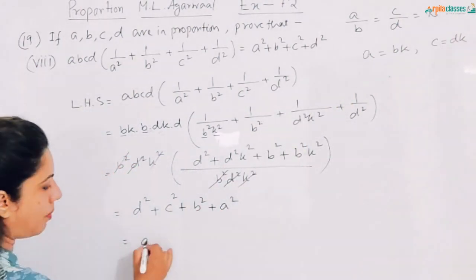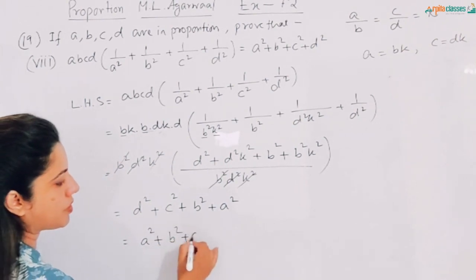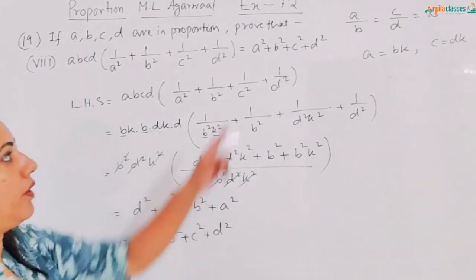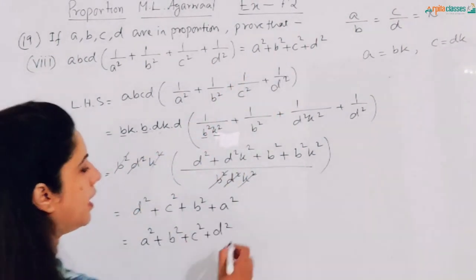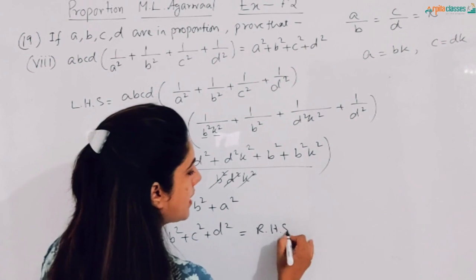Now if you arrange it in a proper manner, it's a square plus b square plus c square plus d square. Now look at the right hand side, we have a square plus b square plus c square plus d square. So that means we are getting left hand side is equal to right hand side. That's proved.